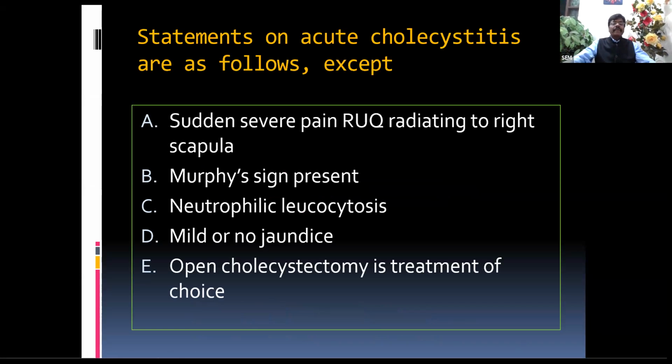Okay. So this is the statements on acute cholecystitis are as follows. I am making 5 statements regarding acute cholecystitis. One is a wrong statement. Okay.